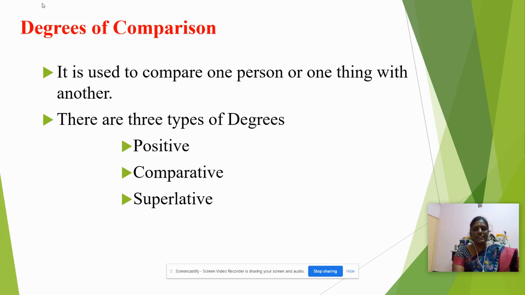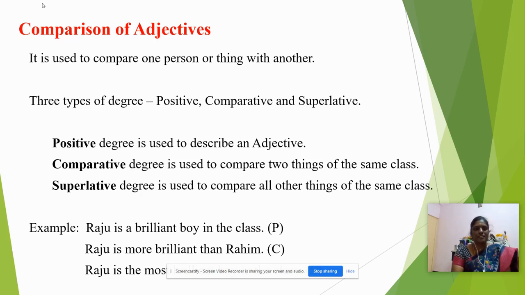We are going to see degrees of comparison. We have 3 degrees: positive, comparative, and superlative. Comparison means we are going to compare one or more things. Positive is used to describe an adjective. Comparative is used to compare 2 things of the same class. For example, we are comparing 2 boys in the same class.